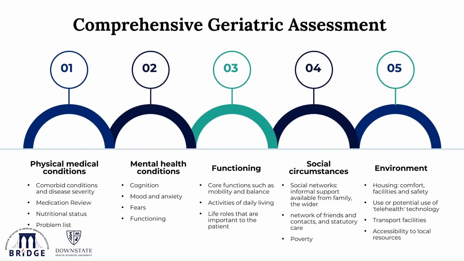So a comprehensive geriatric assessment would cover all of these domains that our multimorbid older adults would require to have assessed. We would take a look at their physical and mental conditions, which includes a medication review, nutritional status, clarified problem lists, and assessing mental health conditions in terms of cognition and mood, as well as the related feelings about their function or adapting to that.